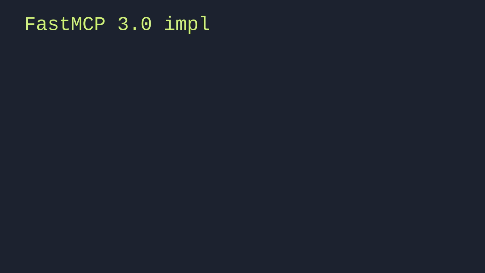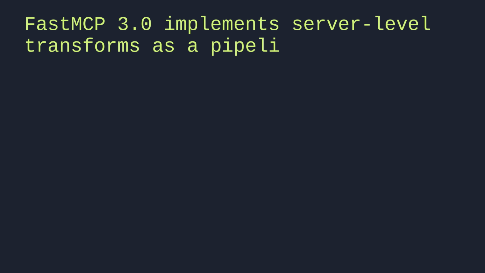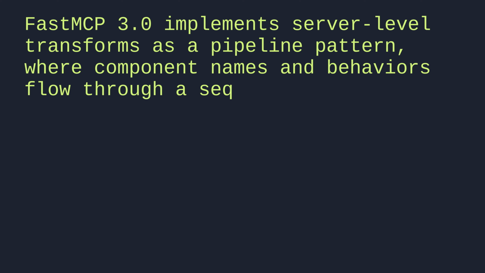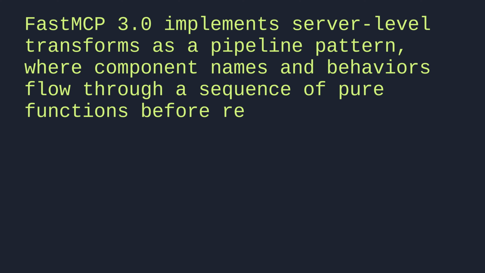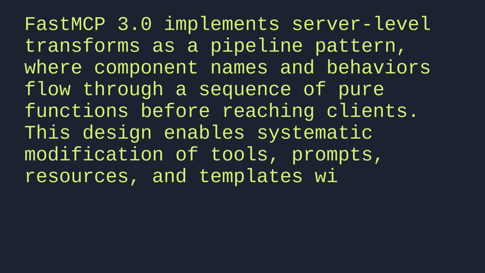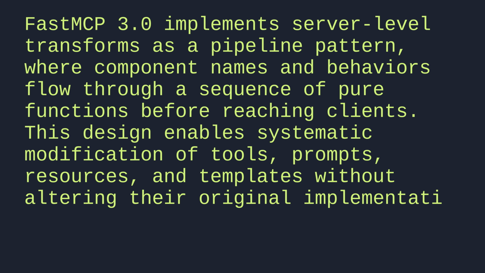FastMCP 3 implements server-level transforms as a pipeline pattern, where component names and behaviors flow through a sequence of pure functions before reaching clients. This design enables systematic modification of tools, prompts, resources, and templates without altering their original implementations.